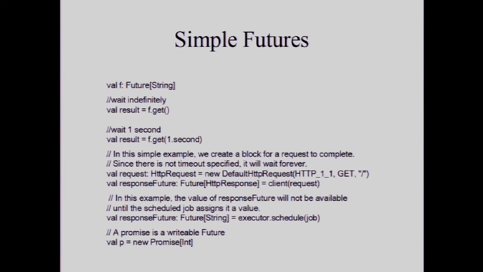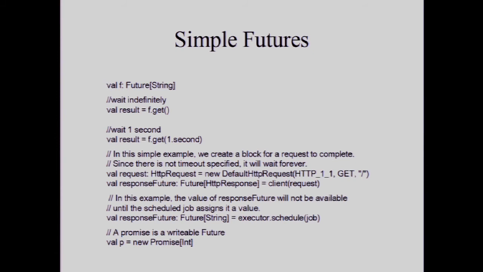And the next request, we basically create a block. So that's a blocked event. Like we said, you do an HTTP get request, and then basically do the request on the client, and that'll block until the result is returned. Again, there's no error handling in this example. The next one basically is when you schedule a job. Now, in this case, the future is not available until the scheduled job completes. Okay, so it's another way to do it.